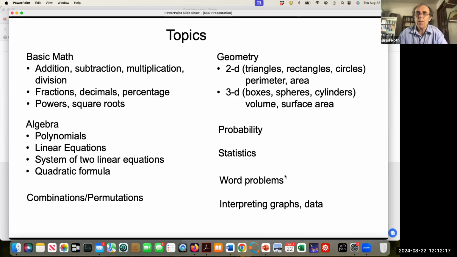Word problems and interpreting graphs and data. If you don't know combinations and permutations, you might miss one or two questions, but you can probably get through the exam. If you don't know word problems and interpreting graphs and data, you're pretty much not going to be able to handle it. So those are going to be extremely common types of problems. Those are really the summary of the topics.